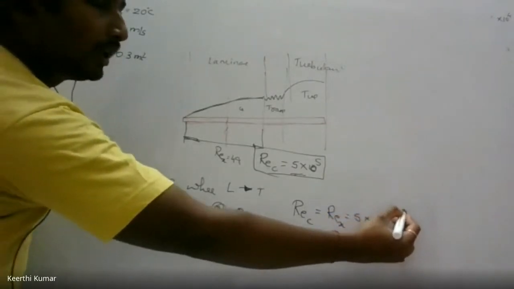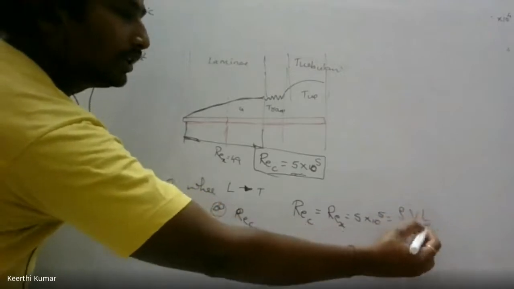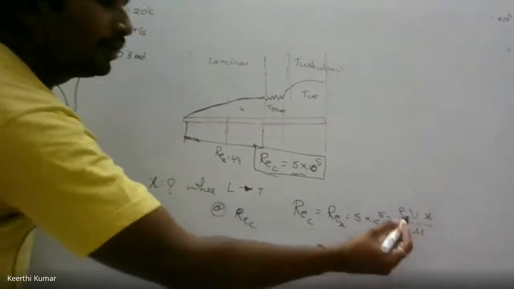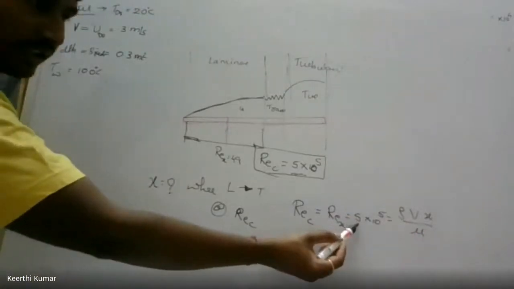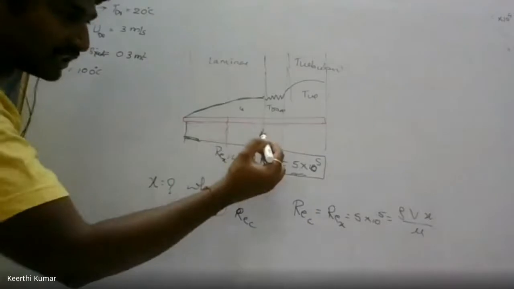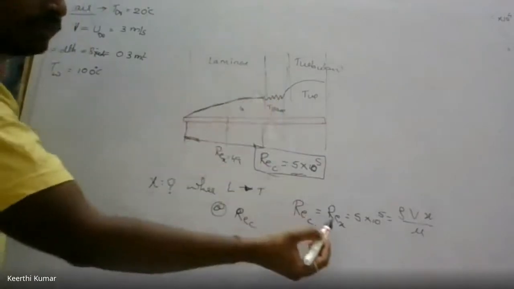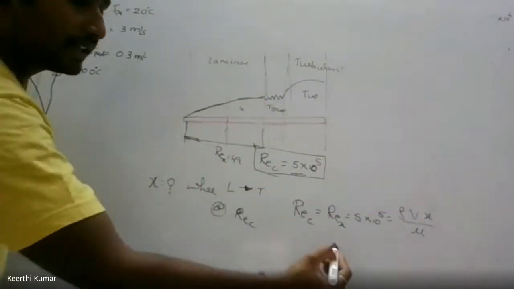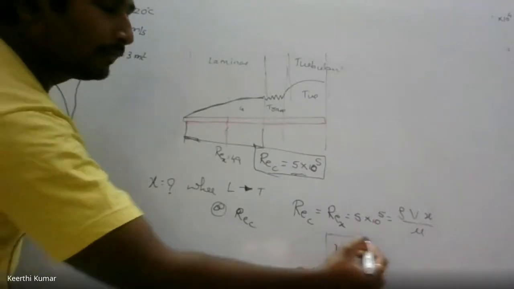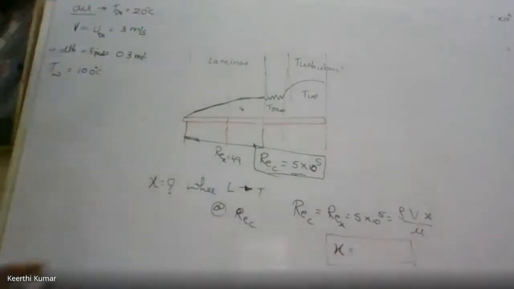That is equal to the formula rho V L, that L will become x, divided by mu. So what is this? Left hand side is 5 into 10 to the power of 5. He himself is asking what is the length x for laminar flow. So you find out the value of x in this case. This is the last bit in the question he has asked. So can you tell what is the value of x?